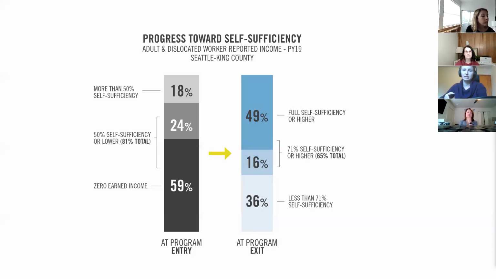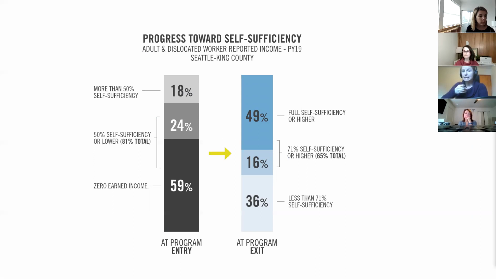So 59% of customers, for example, fell into the bracket where they had 0 earned income. Perhaps they were recently laid off, long-term unemployed. It could really vary. And then 24% of them were at 50% of that self-sufficiency wage. So perhaps they were working but wanted to get a better job. And then 18% of those were over that 50% of self-sufficiency wage threshold.